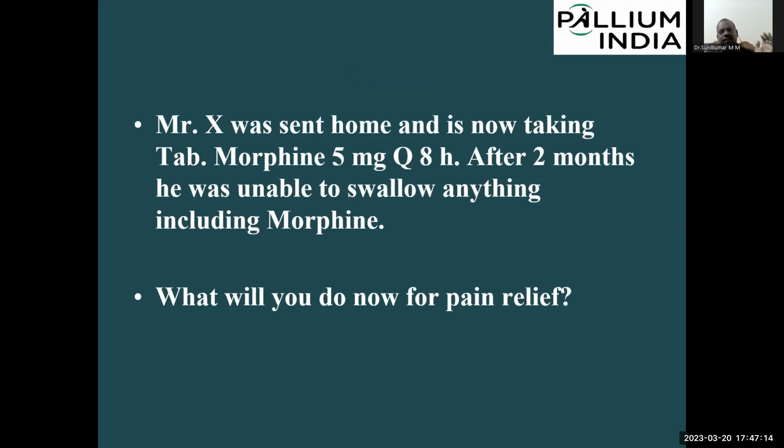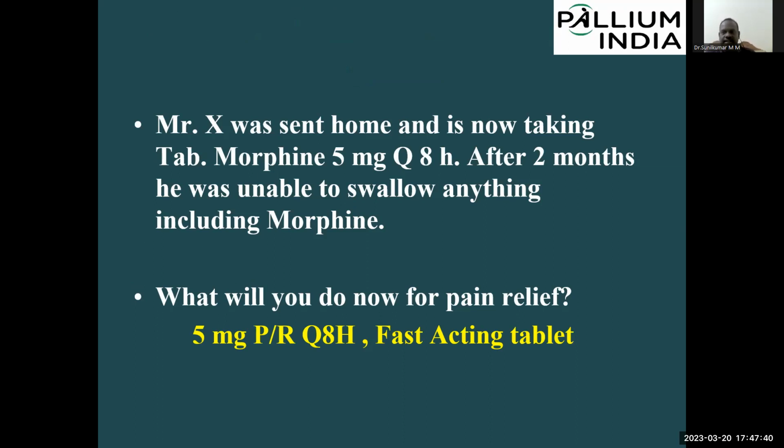So this patient is taking 5 milligram 8 hourly. So you can administer the same dose rectally. And the efficacy and pain relief are all comparable to the oral route. So this patient will receive 5 milligram rectal 8 hourly, the fast acting tablet. I already told you that it is water soluble. So take a 5 milligram morphine tablet, add 2 drops of water, make it a paste, and just do a rectal examination and deposit this paste in the rectal mucosa.